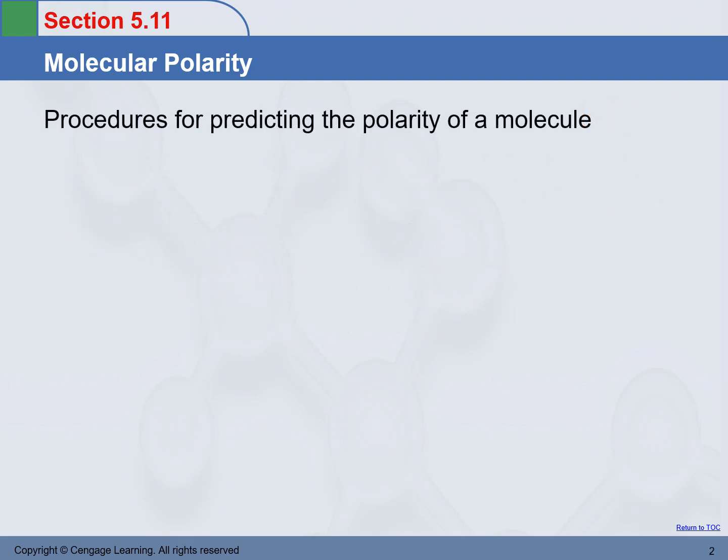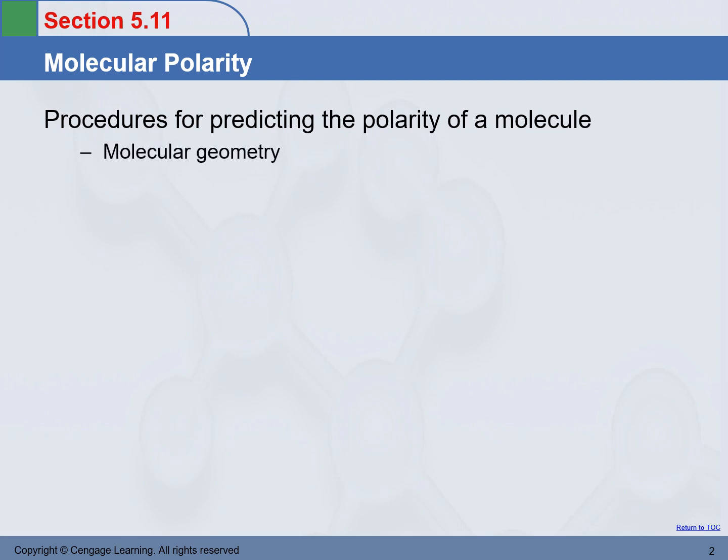Now, given a molecule, how do we predict if it is a polar or nonpolar molecule? Well, I have laid out a 3-step procedure. Let's keep practicing these 3 steps. You will become an expert on this.